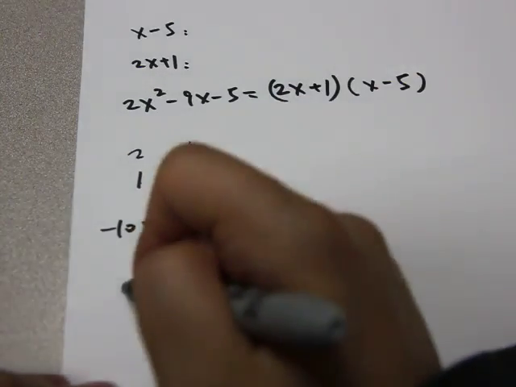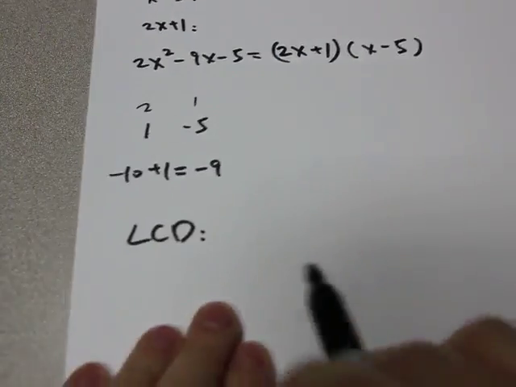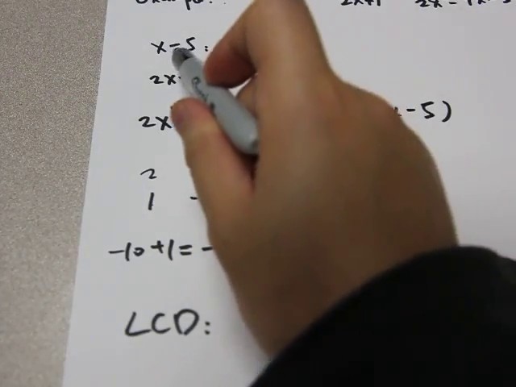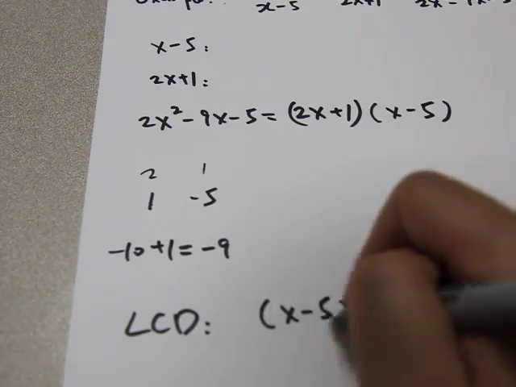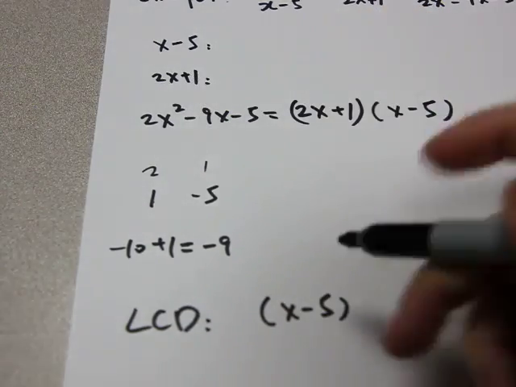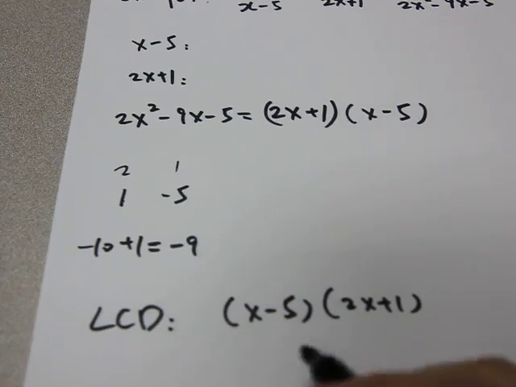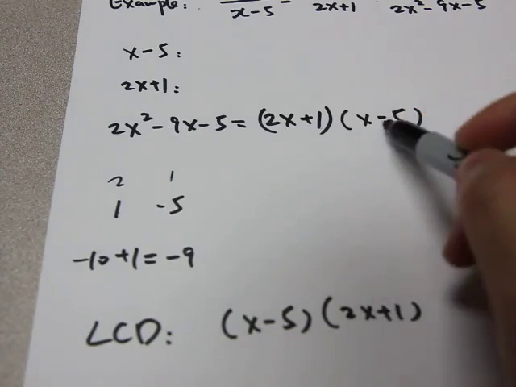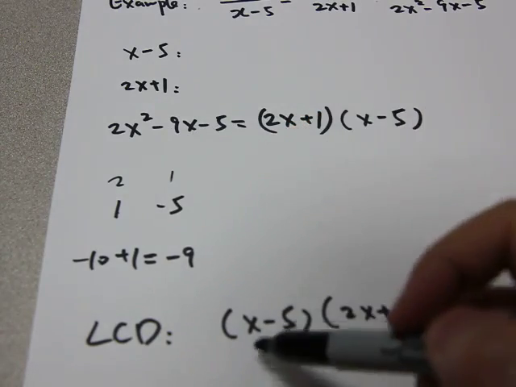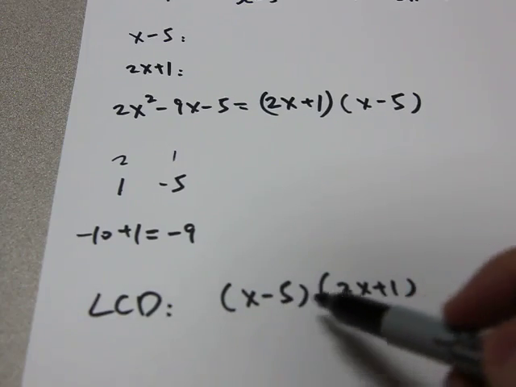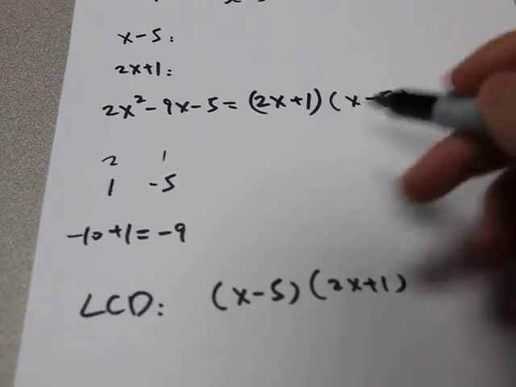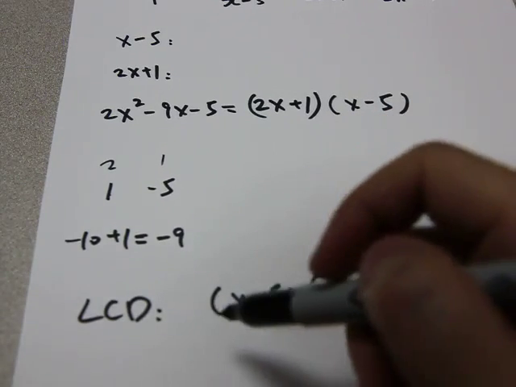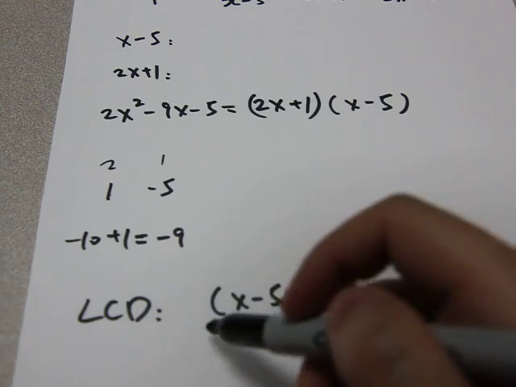Okay, now let's take a look at the least common denominator. It has to contain the factor of x minus 5, and it has to contain the factor of 2x plus 1, and it has to contain the factors of this trinomial. Since the factors of this trinomial, we already have them, right? They're x minus 5 and 2x plus 1, we don't need to include them again. Therefore, the least common denominator is this one.